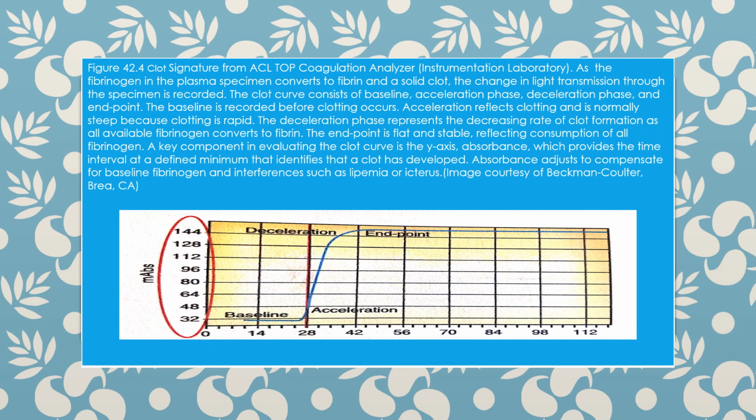So in this drawing, it is shown the clot signature from ACL-TOP coagulation analyzers. As the fibrinogen in the plasma specimen converts to fibrin and a solid clot, the change in light transmission through the specimen is recorded. The clot curve consists of baseline, acceleration phase, deceleration phase, and endpoint.